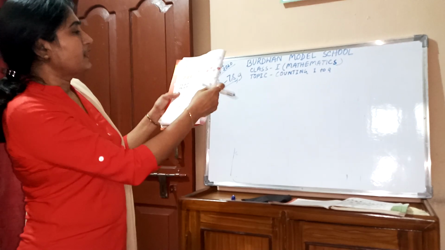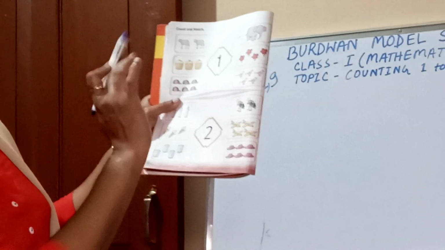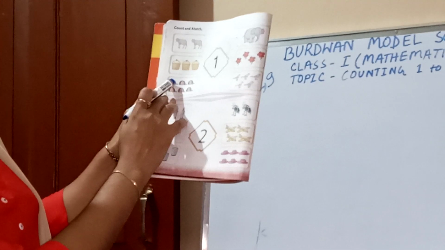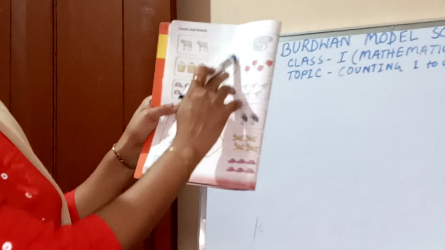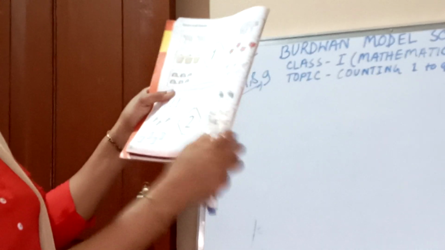Now, the left side and the right side. There is 1 given. There is 2. Is it matched with that number? No. 3. Match? No. 1, 2, 3, 4, 5, 6. Is it matched with 1? No. This is 1. 1 elephant. So match it like that.